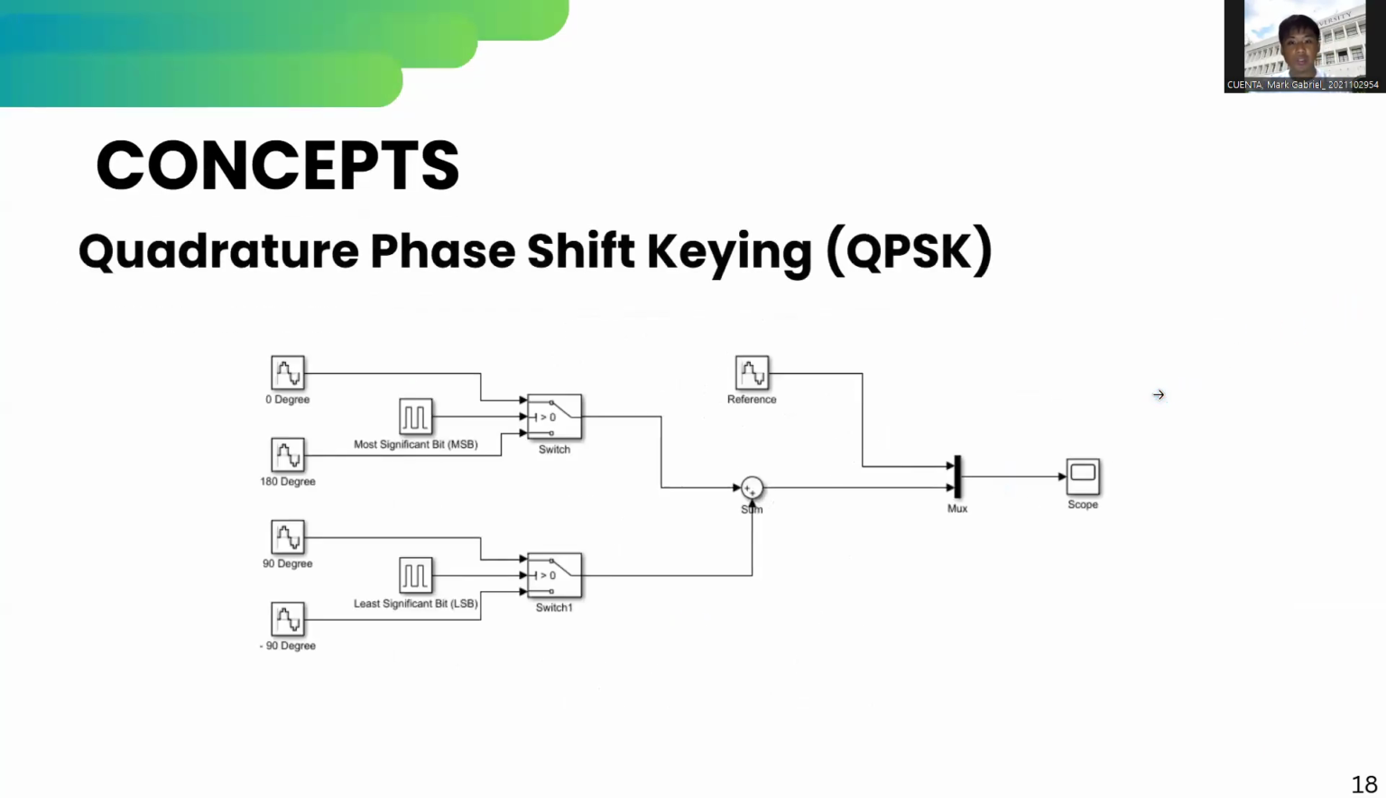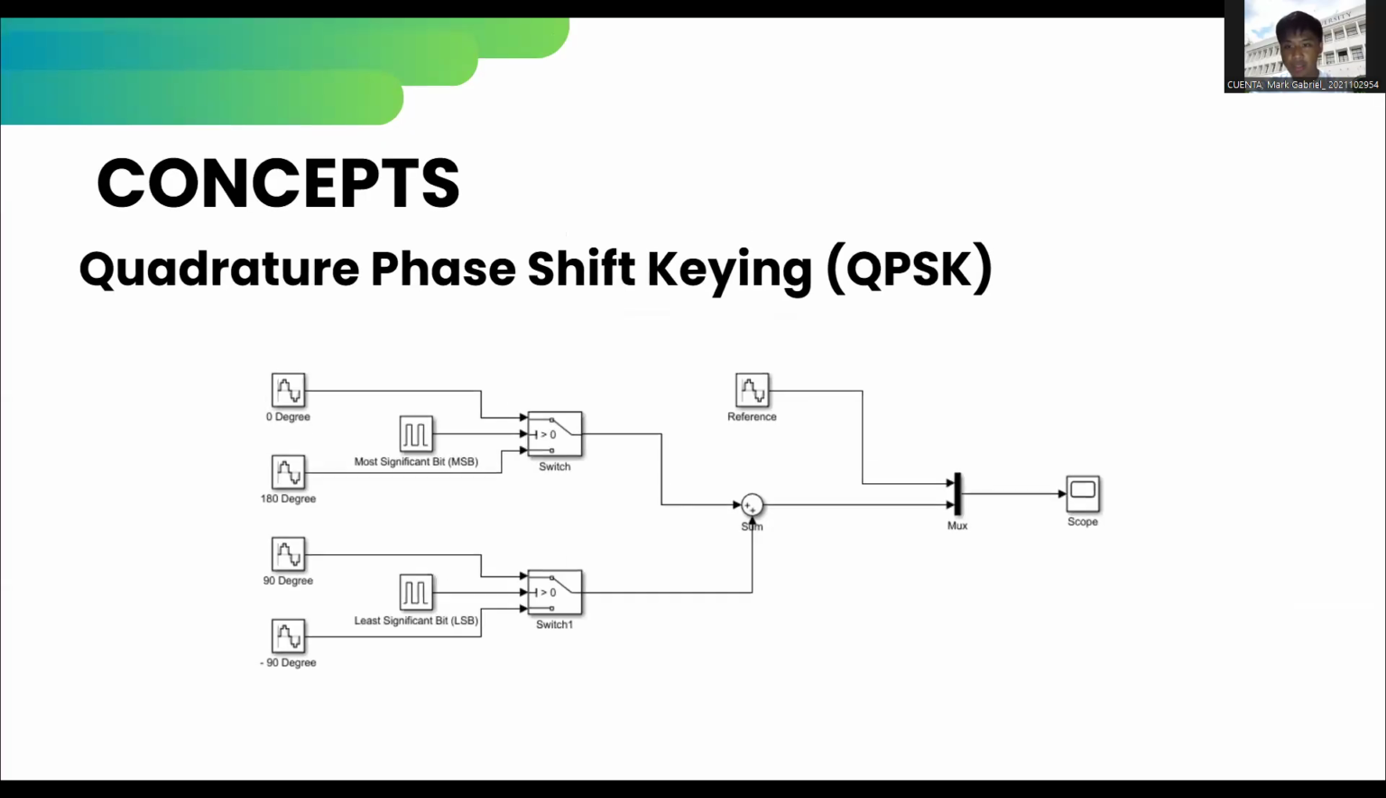Moving on to the concepts, again, this is the model used in Simulink. We used sine waves at 0 degrees, 180 degrees, 90 degrees, and negative 90 degrees, and two pulse generators, where the top is the MSB or most significant bit, and the lower one is the LSB or least significant bit.